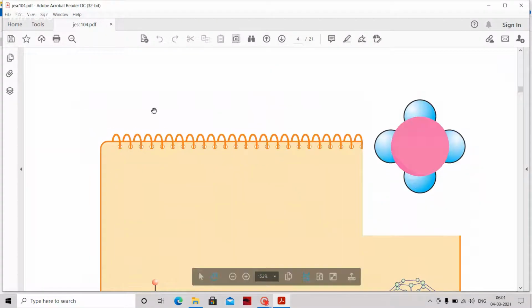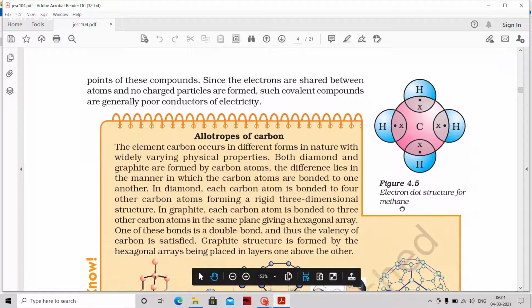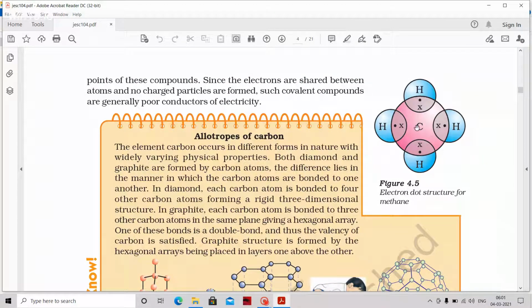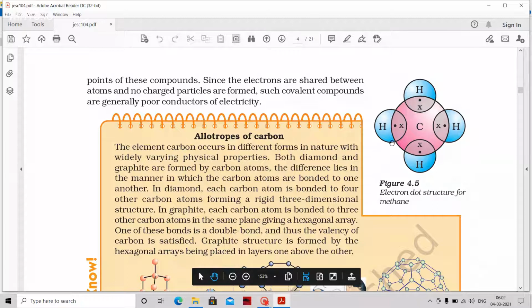These electron dot structures are generally asked in exams. For example, the methane electron dot structure was given here. You can see carbon has 4 electrons in its outermost shell. Those crosses are the 4 electrons of carbon. Hydrogen has one electron. Together, CH4 is formed.